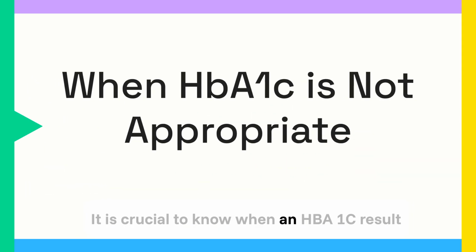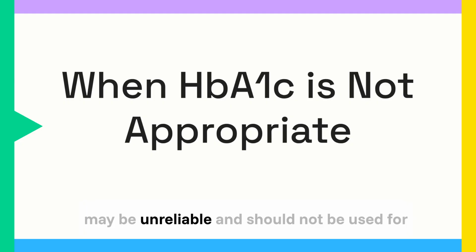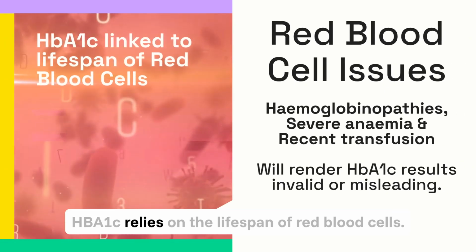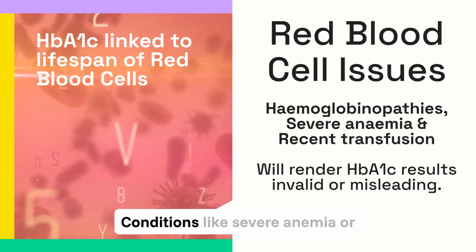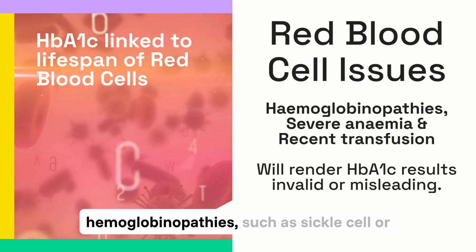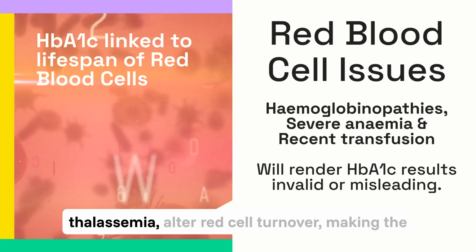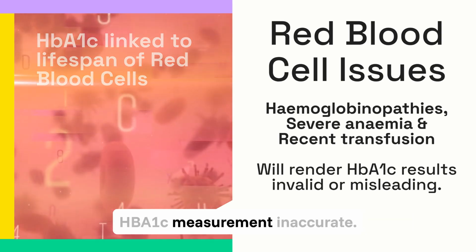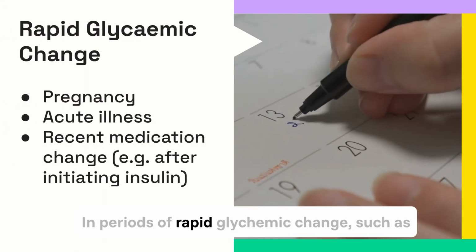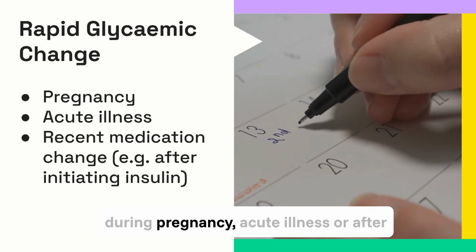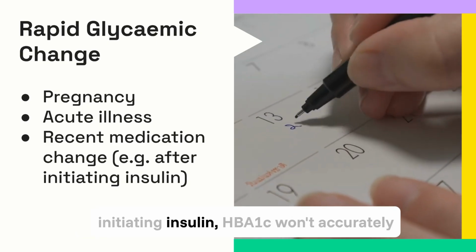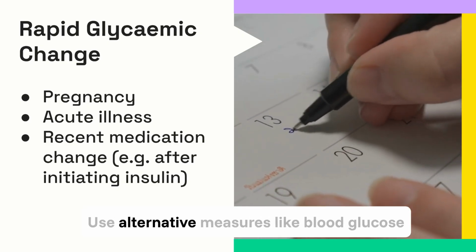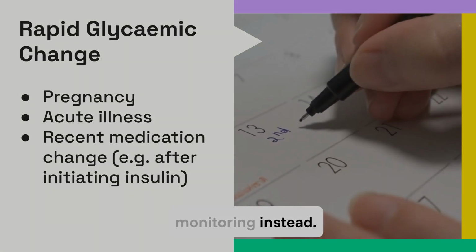It is crucial to know when an HbA1c result may be unreliable and should not be used for diagnosis or monitoring. HbA1c relies on the lifespan of red blood cells. Conditions like severe anemia or hemoglobinopathies, such as sickle cell or thalassemia, alter red cell turnover, making the HbA1c measurement inaccurate. In periods of rapid glycemic change, such as during pregnancy, acute illness, or after initiating insulin, HbA1c won't accurately reflect the current blood glucose. Use alternative measures like blood glucose monitoring instead.